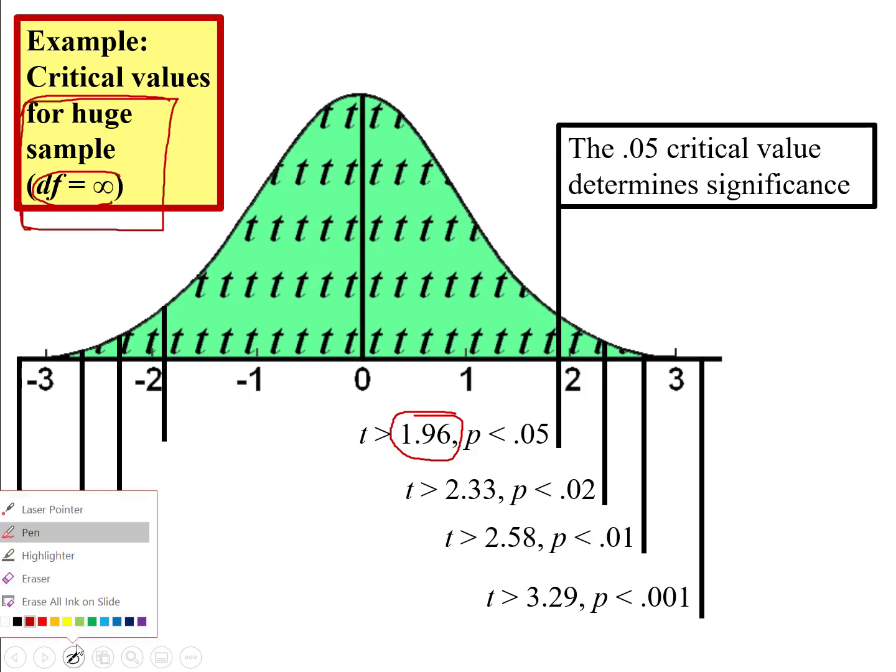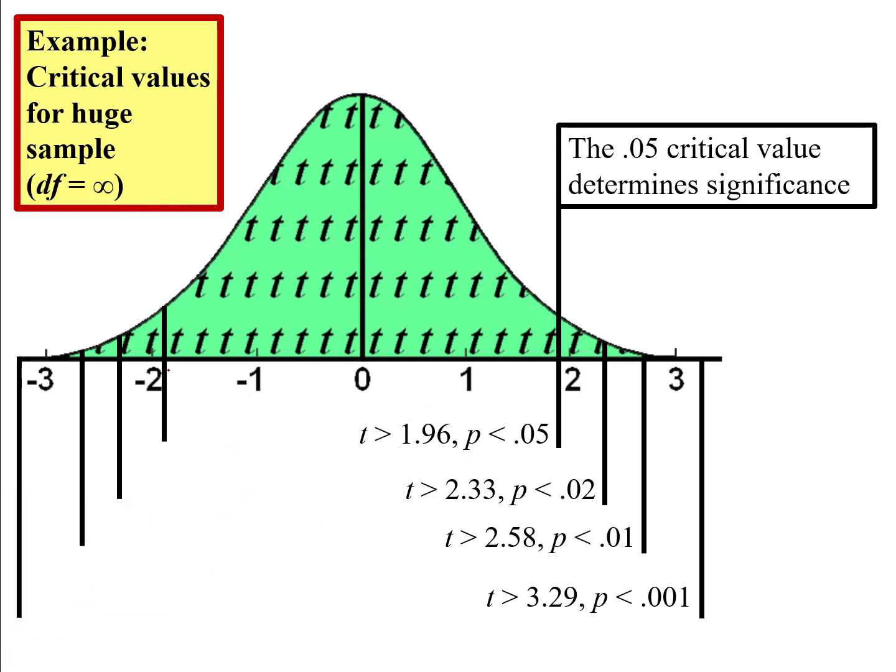Now, another way to think about this is that 95% of the time, our studies will fall plus or minus 1.96 standard errors. 95% of the time, our t-values will be less extreme than 1.96, and 5% of the time, studies will have t-values that are more extreme than 1.96. That is, assuming the null hypothesis is true.